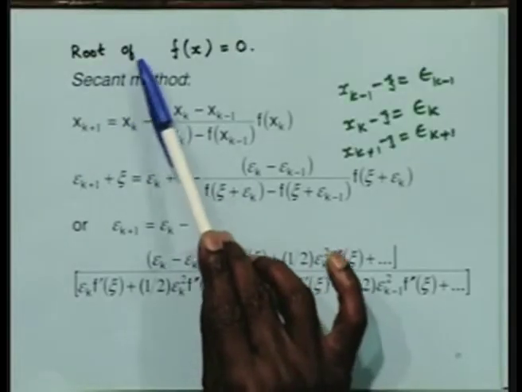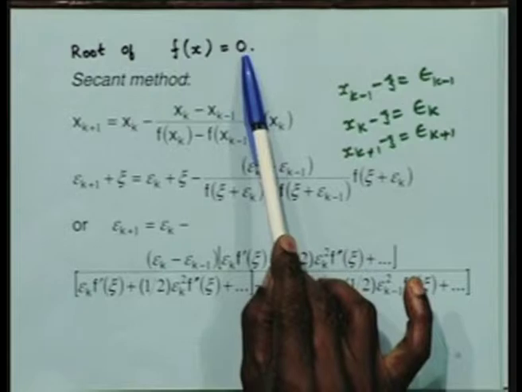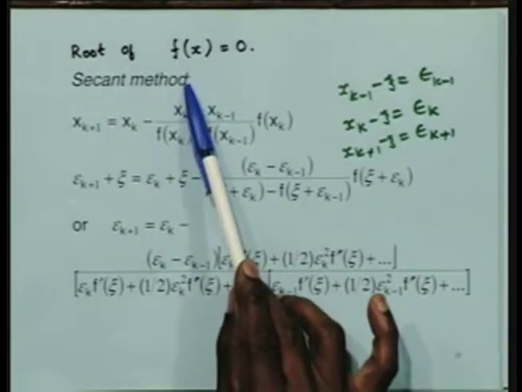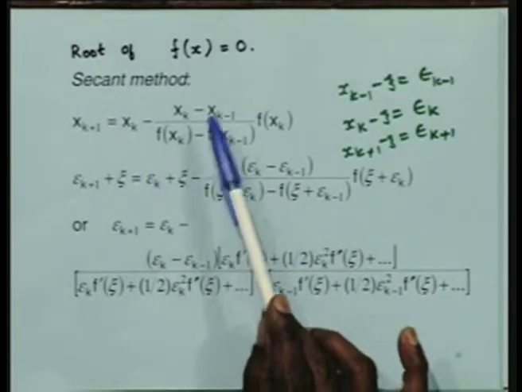In our previous lecture we were discussing the convergence of the secant method. Let us briefly look at what we have done last time, so that we can derive the rate of convergence of the secant method. Now what we were trying to find was the simple root of the equation f(x) = 0. We have constructed the secant method with two initial approximations x_{k-1} and x_k.